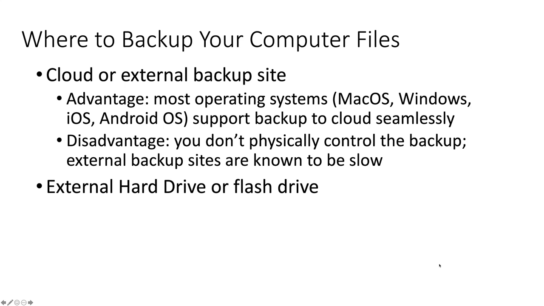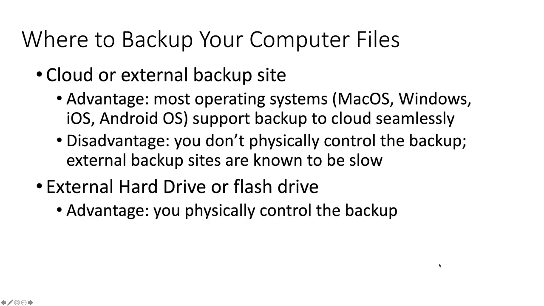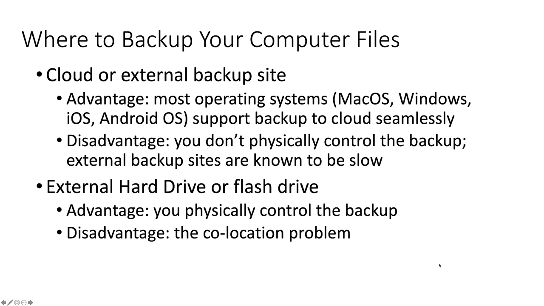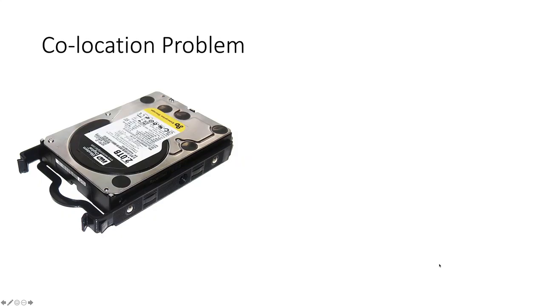Another option is to back up your files to an external hard drive that you connect to the device or your computer, or to a flash drive. The advantage here is you physically control the backup. The disadvantage is something called the co-location problem. What is the co-location problem? Let's see what that is. The co-location problem means that you have your original files and the device to which you're backing up those files in the same place. They're co-located. So let's say we have that condition here, and I've actually got this running here on my iMac.